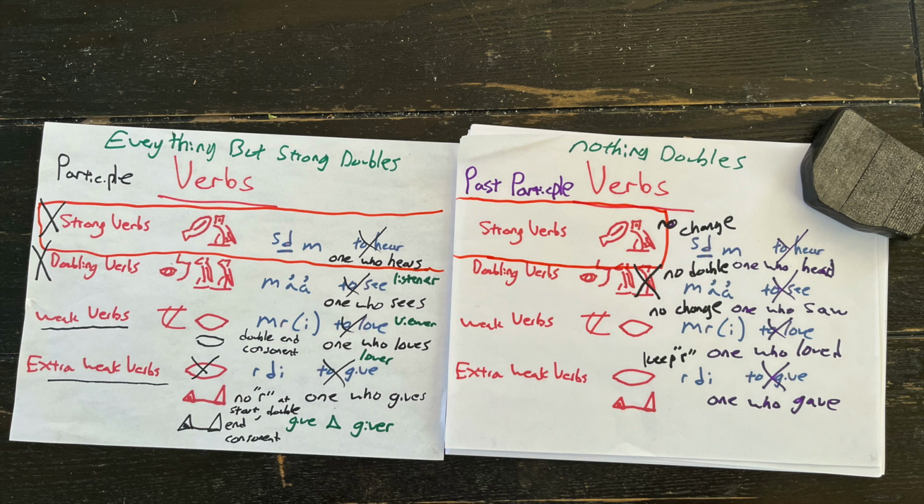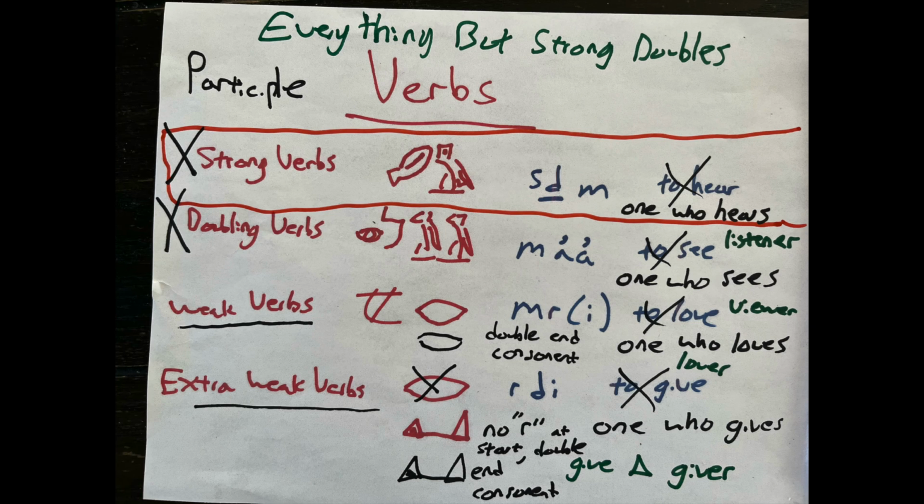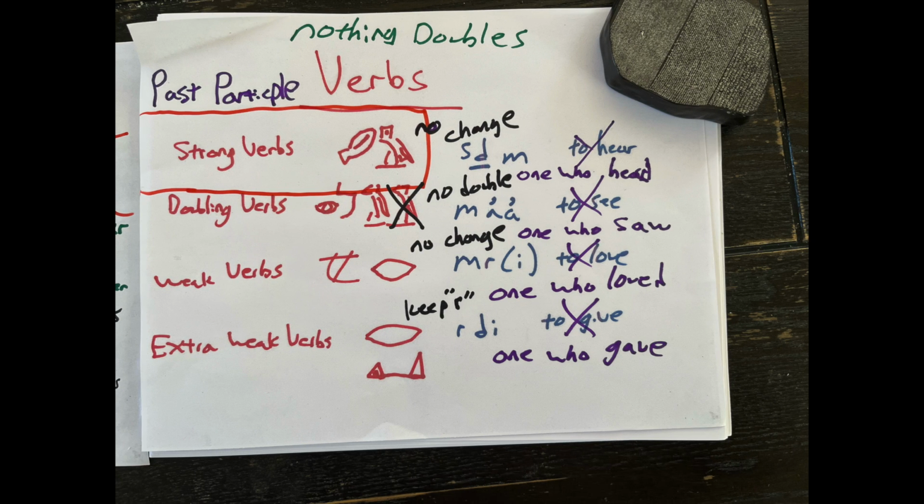And this is just one of those tough things about ancient Egyptian. I know, one of the tough things, right? Kind of like memorize 600 drawings. Strong verbs in past and regular participle have no change. They're the same exact thing. So you can't tell just based on a strong verb. You really need a doubling verb or a weak or an extra weak to understand if you're in the past participle or the regular participle. A strong verb just isn't enough of a clue.